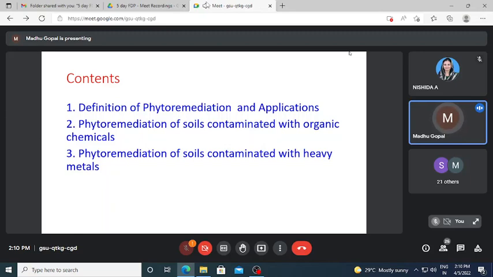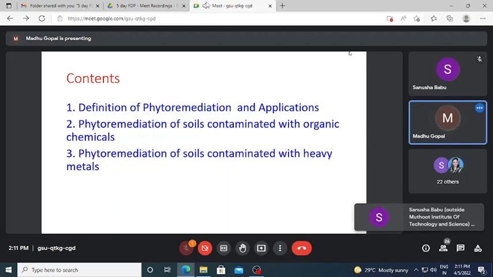Because you may know that our soil, especially in industrial areas and other areas, is contaminated with different types of organic substances, organic chemicals, some of which may be toxic in nature, and also soil in many parts of the world is contaminated with heavy metals. For example, heavy metals like cadmium, mercury, lead, nickel, zinc, they all belong to the category of heavy metals, and heavy metals are also toxic in nature. So there is a need to remediate these soils.